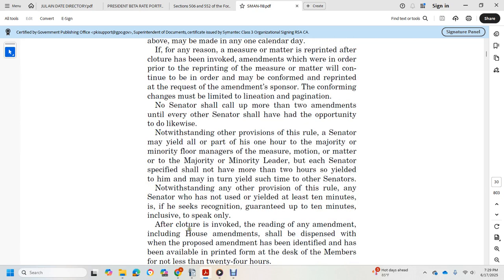After closure is invoked, reading of any amendment, including House amendments, shall be dispensed with, when a proposed amendment has been identified and has been available in printed form at the desk of the members for not less than 24 hours.